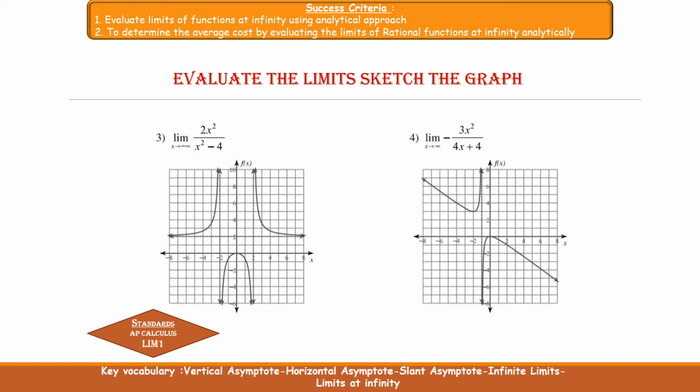Limit as x approaches negative infinity. Negative infinity is here, right? So where is the graph on the negative infinity side? You will see here. That means it is equal to 2. Now the limit as x approaches positive infinity. What is the end behavior of the graph? The graph is going down. That means negative infinity.